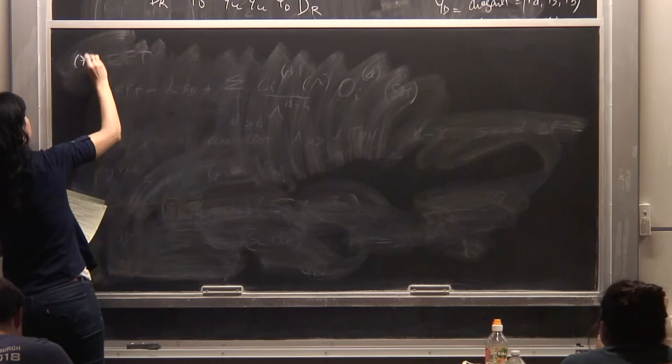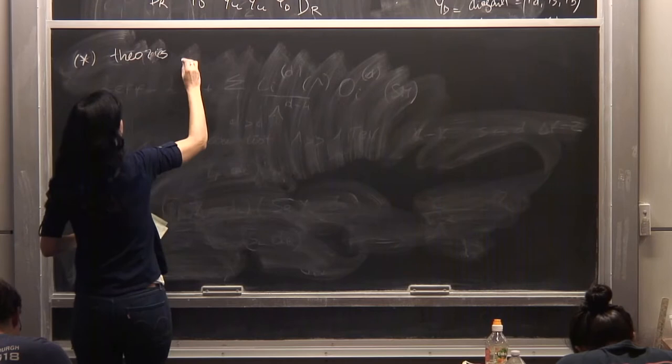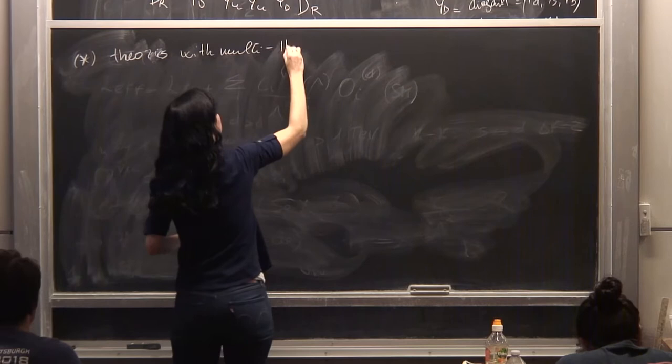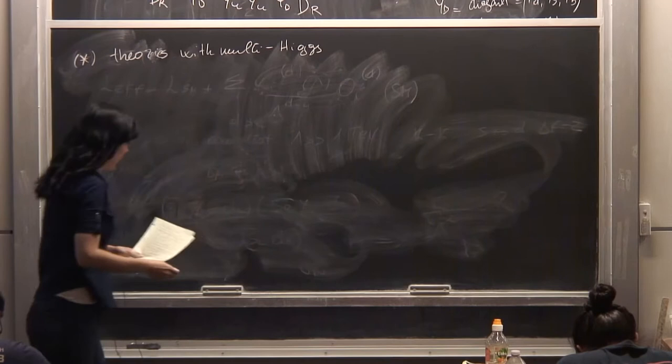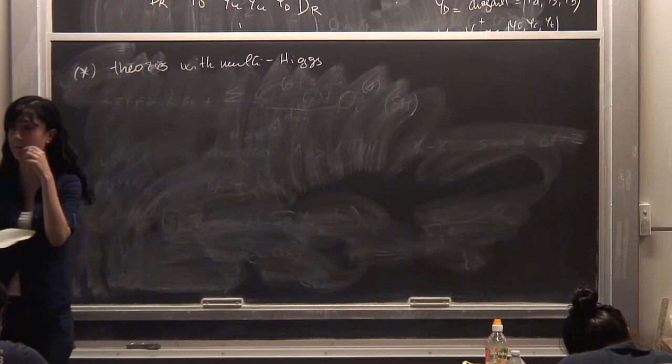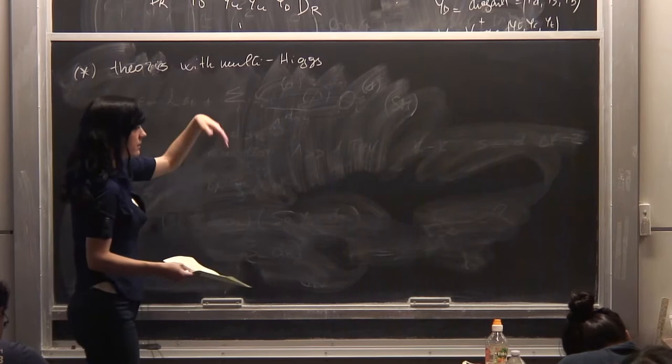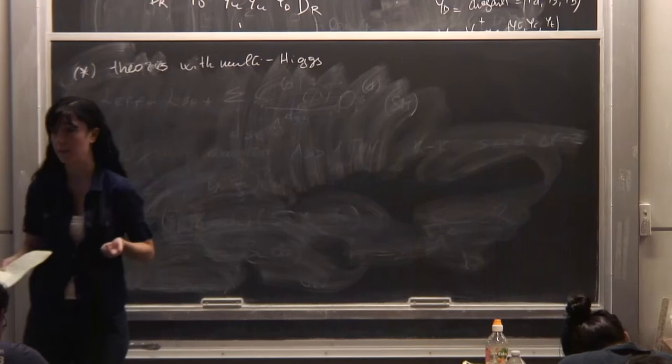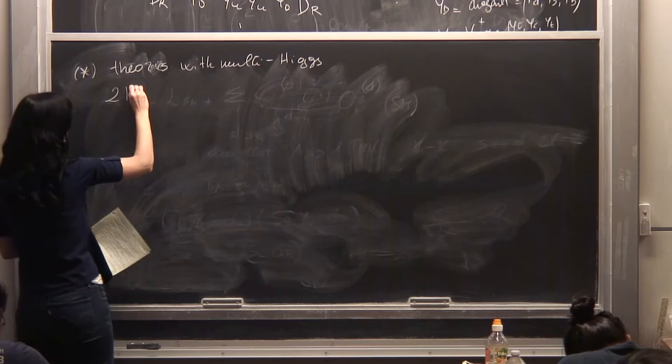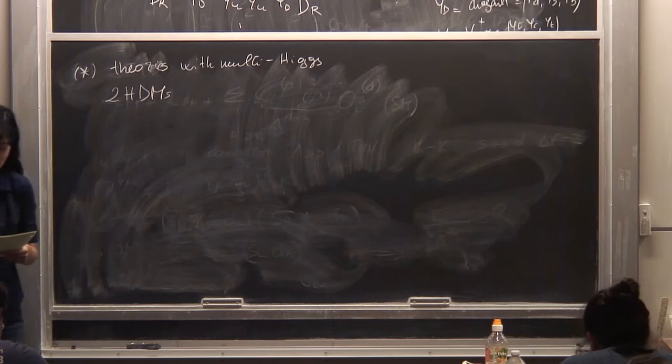So let's start with theories with multi-Higgs. In general, I want to discuss this with you because we see that all the flavor structure of the standard model is coming from Higgs interactions. So the question is, if we start writing down theories with more than one Higgs doublet, what happens to our flavor structure? For simplicity, we can focus on two Higgs doublet models. We could speak about SUSY; let's see if we have time to speak about SUSY today. But let's speak a little bit about two Higgs doublet models for the moment.